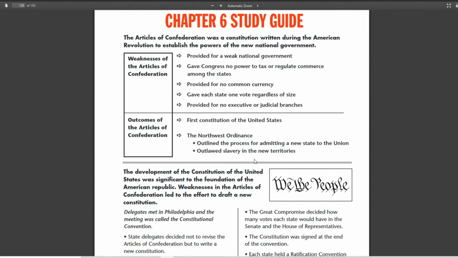Hello, and today I'm going to go over the Chapter 6 study guide for our test coming up this week. It breaks down into a couple of easy categories.